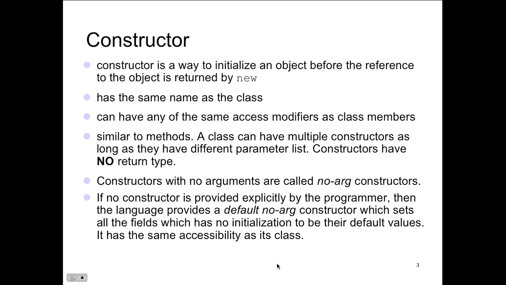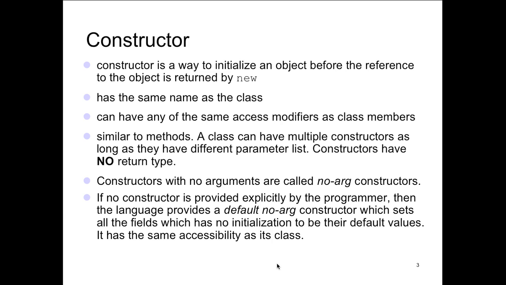So let's talk a few more words about the constructor. The constructor is a way of initializing an object before the reference of the object is returned by new. It's automatically invoked. There's no way to run a constructor outside of creating a new instance of a class. It has the same name as the class. You don't have to use the constructor. You can have a method, but if you have a method that does stuff automatically, you have to run it manually. Why run it manually? Just run the constructor. And you can have the same access modifier as the class members, obviously.